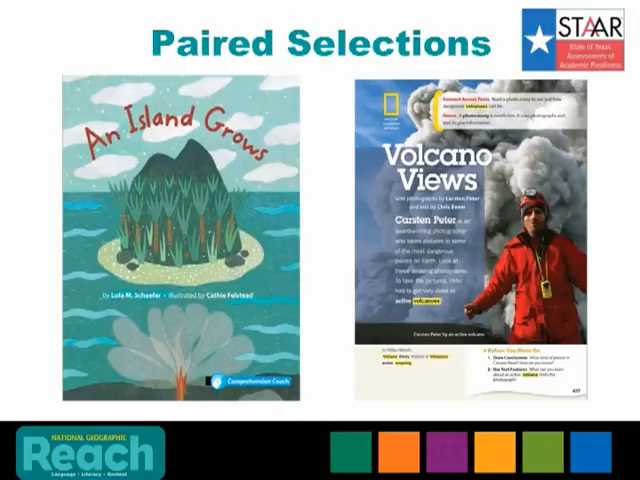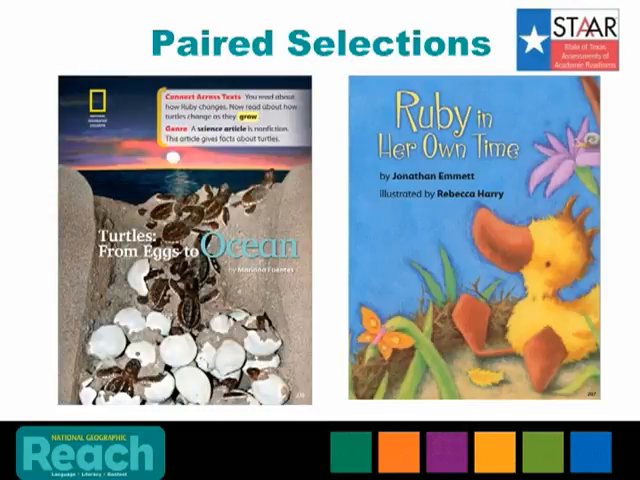In the photo essay, Volcano Views, pictured on the right, students will be able to make a direct connection with the poem An Island Grows, on the left, to an actual explorer in the field. Students have an opportunity to travel into a volcano with a real National Geographic explorer. Here is another example of the paired readings from grade 1, where we pair a National Geographic exclusive science article titled Turtles, From Eggs to Ocean, with a wonderful award-winning story, Ruby in Her Own Time. These reading selections will really keep your students engaged and also provide the rigorous instruction needed for academic success.